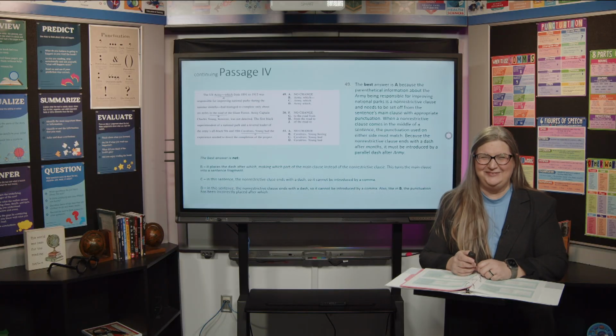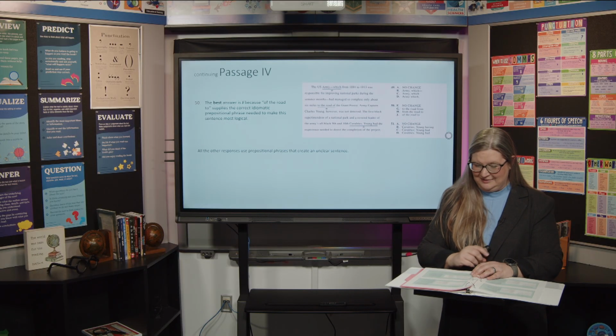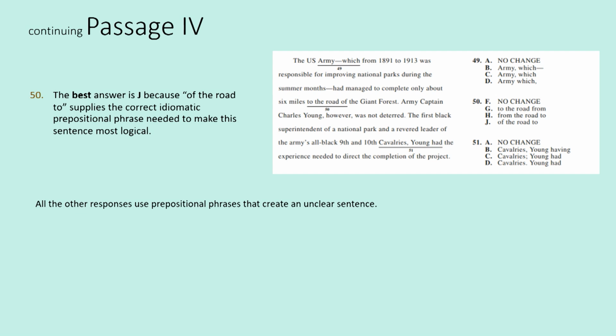Now it's time for question 50. Let's move on to question 50. Question 50 says the best answer is J. All of the other responses use prepositional phrases that create an unclear sentence. So the best answer is J because the phrase of the road to supplies the correct idiomatic prepositional phrase needed to make the sentence logical. None of those others have the correct idiomatic prepositional phrase to make the sentence logical, and it makes it unclear.